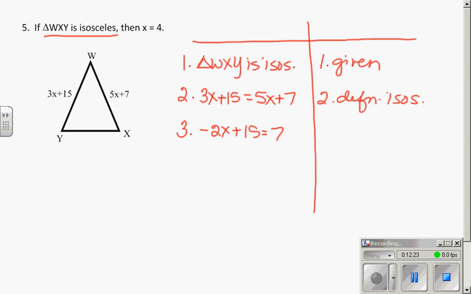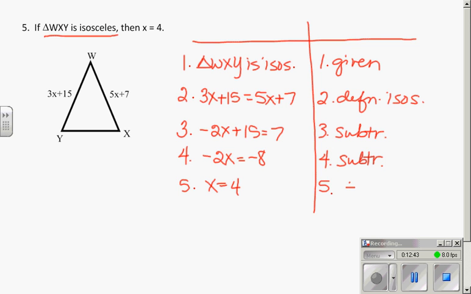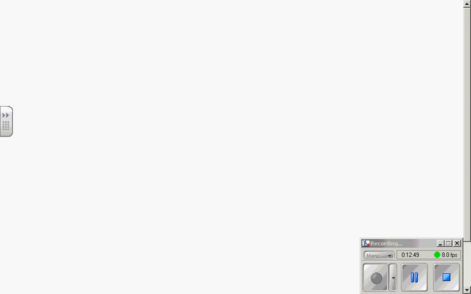Now we have that algebraic setup again. Subtract 5x from both sides by subtraction. Subtract 15 from both sides. Divide by -2. And that's how you work through proofs.